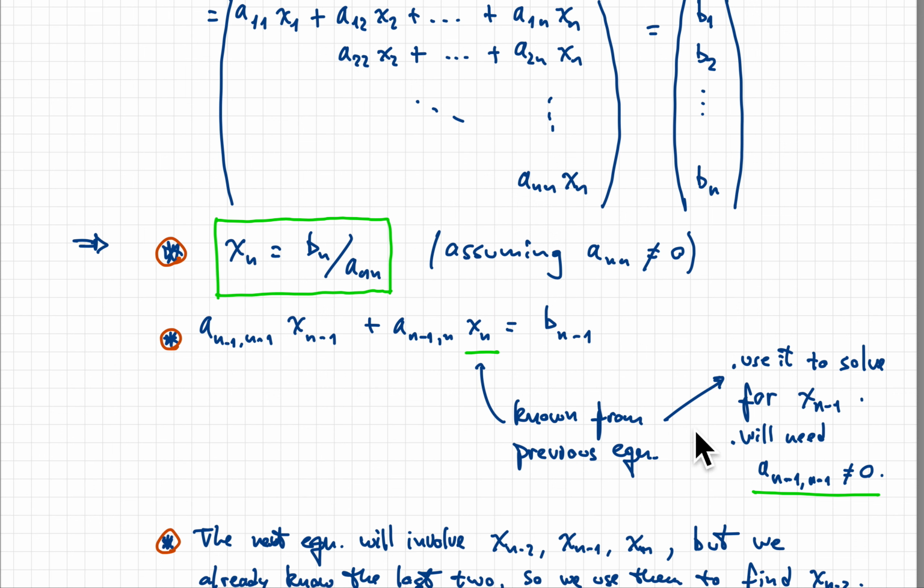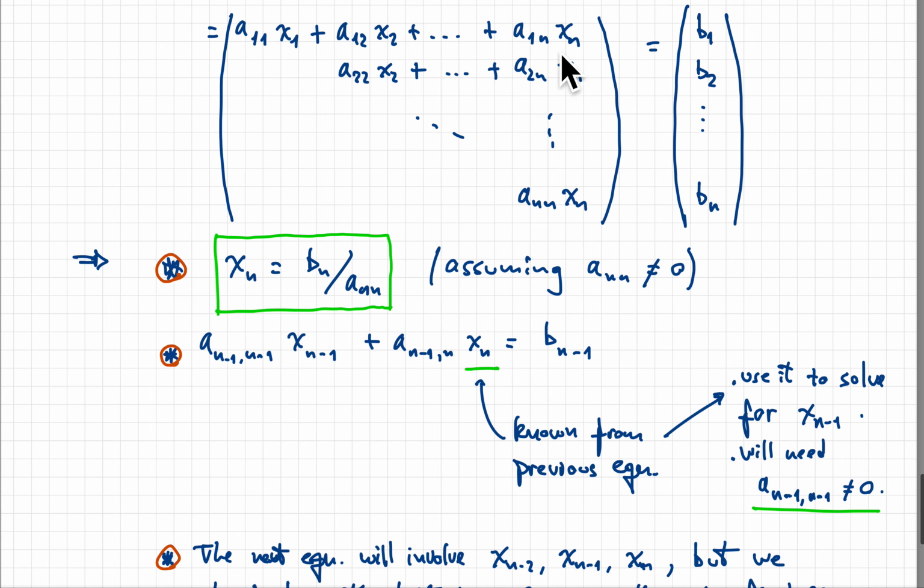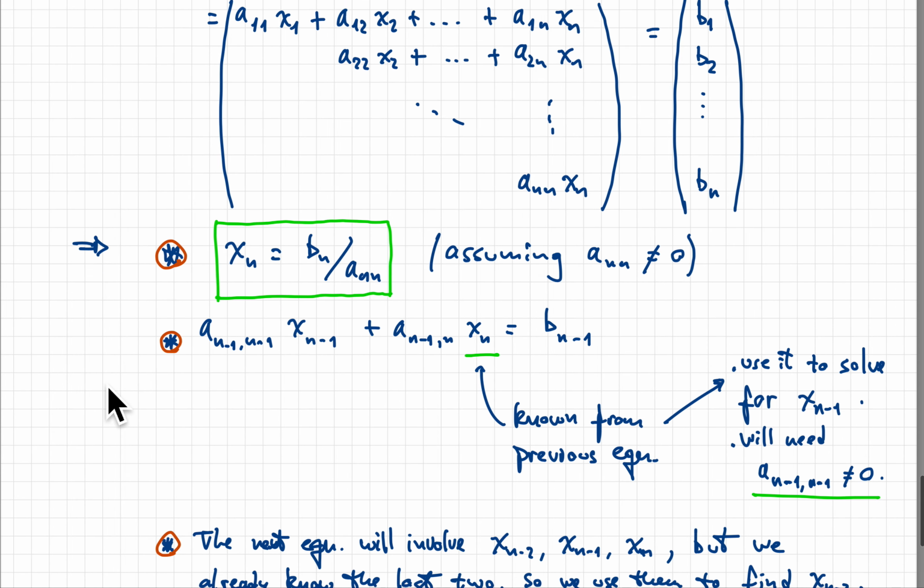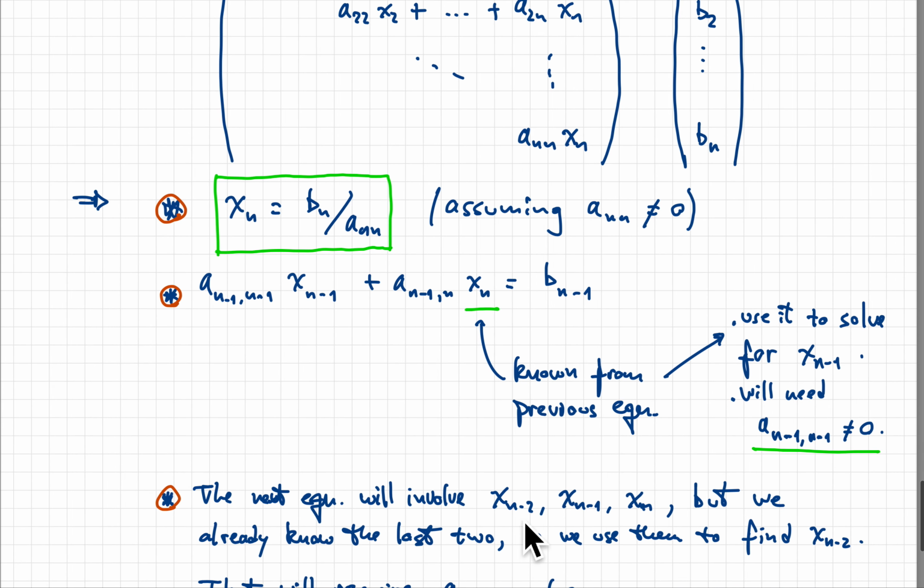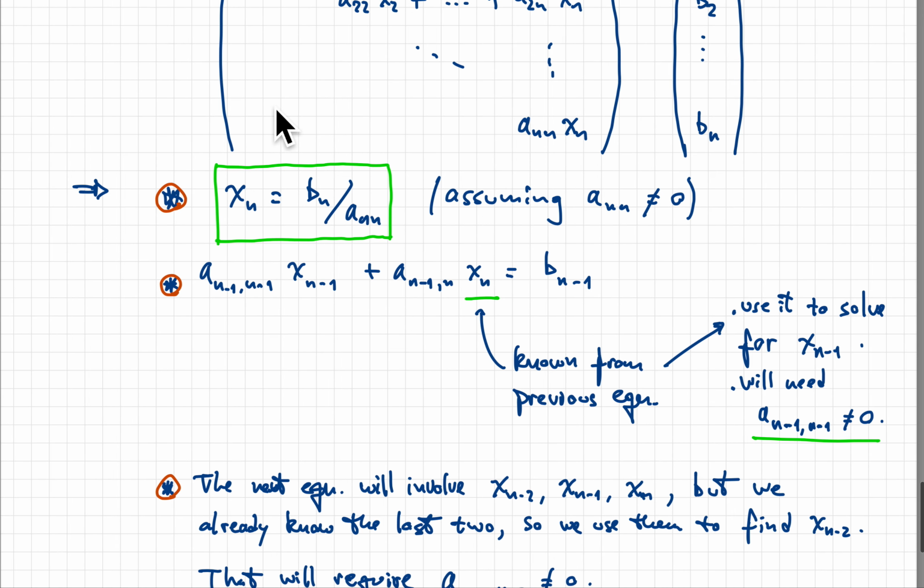So what will save us always is if we have that a(n-1, n-1) is non-zero. Then we can divide by this guy here and we can move forward. The next equation over, the one prior to that, the second from the last one, will involve xn-2, xn-1, and xn. But we already know the last two, because we just solved for them. We solved for xn, we solved for xn-1, and so now in this equation we solve for xn-2. And this is what we call back substitution. So we start with the last equation and we work our way upwards all the way to the top.